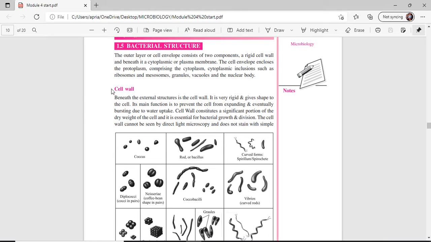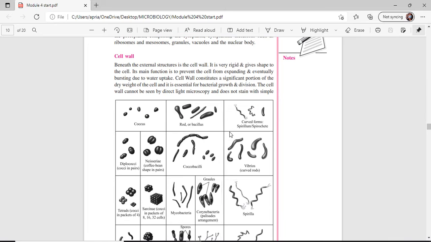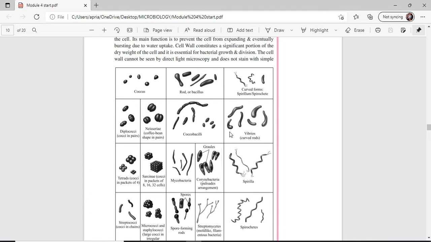So what are the structures? First, you have your cell wall. Beneath the external structures, your cell wall is very rigid and gives the shape of your cell. The main function is to prevent the cell from expanding and eventually bursting due to water uptake. It holds the water inside, so if it is placed in water, the cell will burst and eventually die. The cell wall consists of a significant portion of the dry weight of the cell and is essential for bacterial growth and division. The cell wall cannot be seen by direct light microscope and does not stain with simple staining.